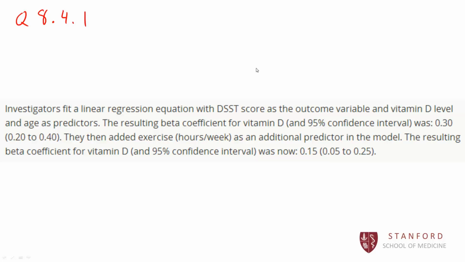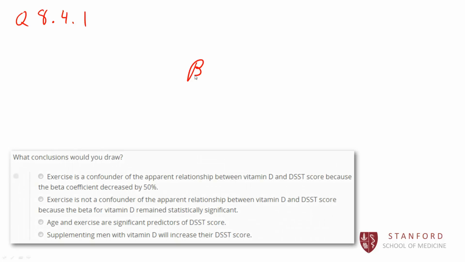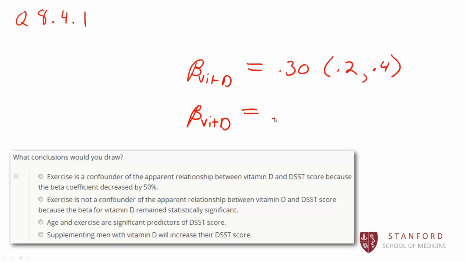In this question, we're told that we've run a model with DSST score as our outcome variable, and our first model contains vitamin D and age as predictors. The beta for vitamin D we're given is 0.30, and we're given the 95% confidence interval, 0.2 to 0.4, which means we know that it's statistically significant at the 0.05 level. We then run another model in which we add an additional predictor into the model. We add exercise. The new beta for vitamin D turns out to be 0.15, and the confidence interval goes from 0.05 to 0.25. So by adding exercise to the model, we drastically reduced the size of the beta coefficient, the slope between vitamin D and DSST.